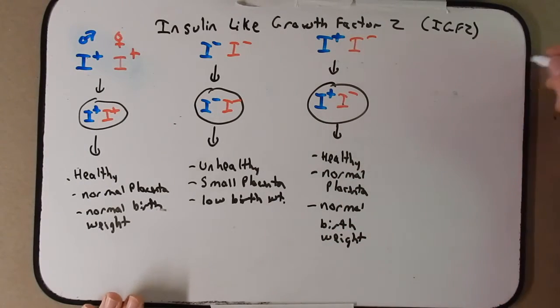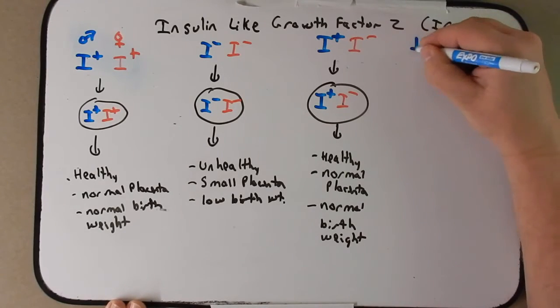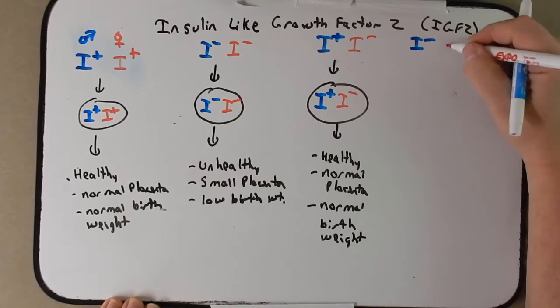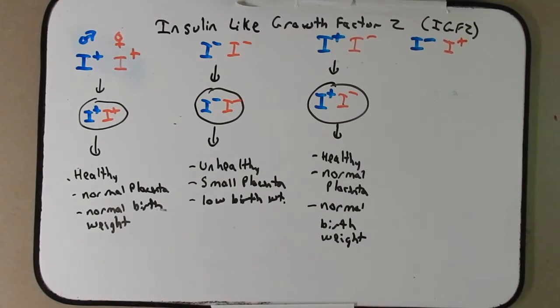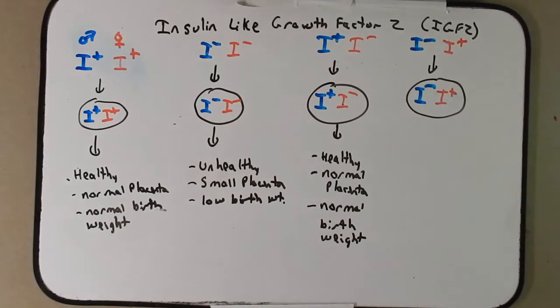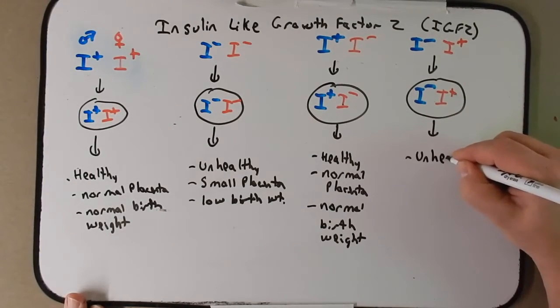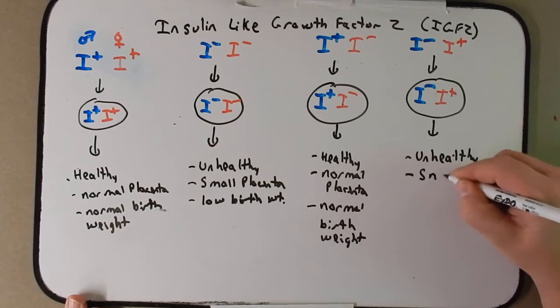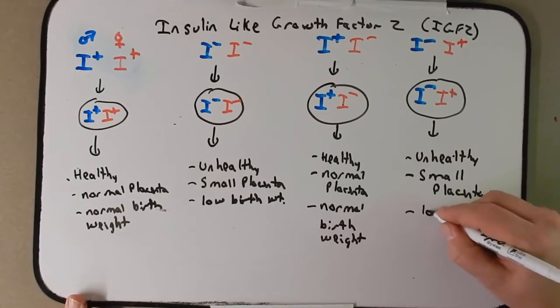Now the only one we haven't talked about yet is where the paternal copy is mutated, the gene that comes from dad, but the mom's copy is unmutated. The resulting embryo is also heterozygous, just like this one here, but the source of the alleles are different. This results in an unhealthy baby with a small placenta and a low birth weight.